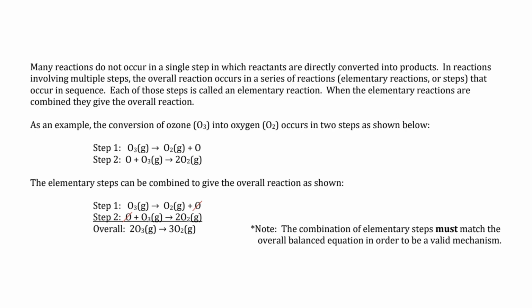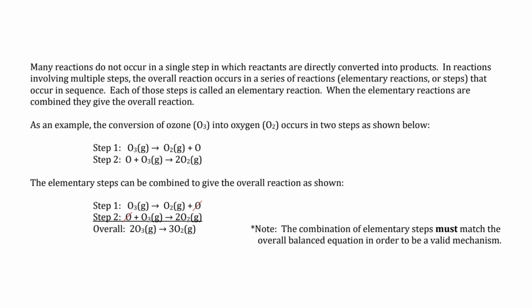So as an example, ozone or O3 converting into oxygen occurs in technically 2 steps. The overall reaction, however, is just two molecules of O3 gas producing 3 molecules of O2. But in reality, there's a series of steps that make those different molecules. And you can see that you're canceling out the single oxygen on both sides. And in doing so, that's actually an intermediate.